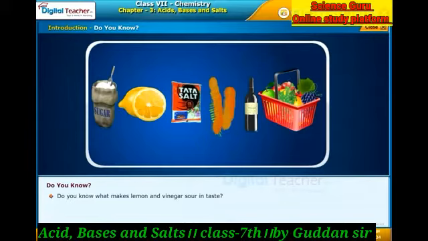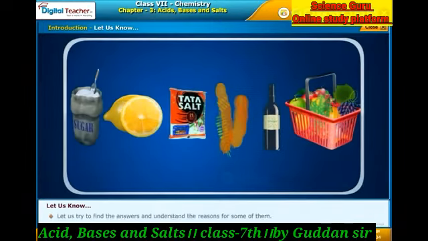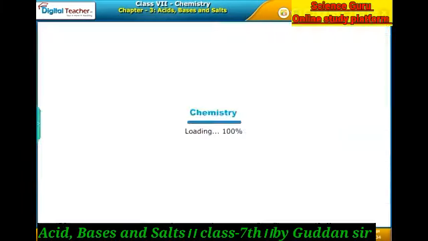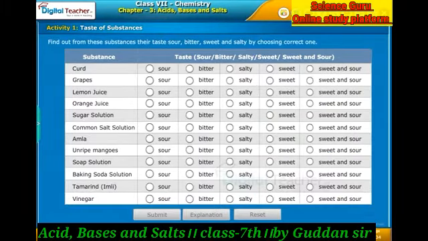Do you know what makes lemon and vinegar sour in taste? Do all the items have the same taste? In what way are they different? What kind of tastes do the food substances we eat have? Let us try to find the answers and understand the reasons for some of them. Find out which of these substances taste sour, bitter, sweet, and salty by choosing the correct one.